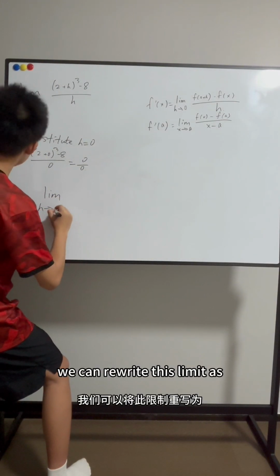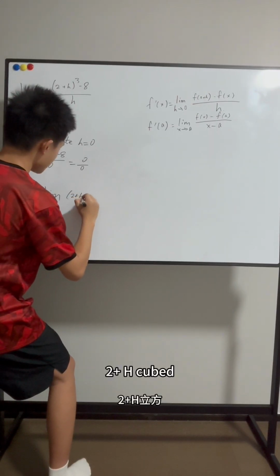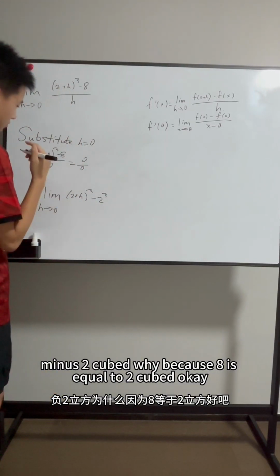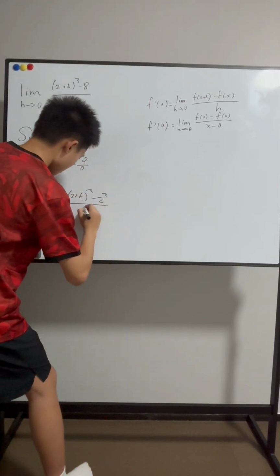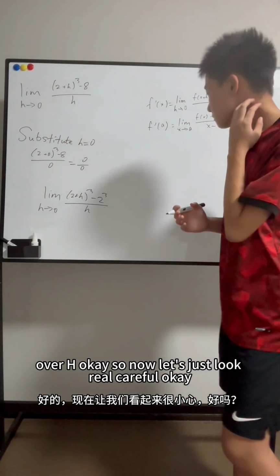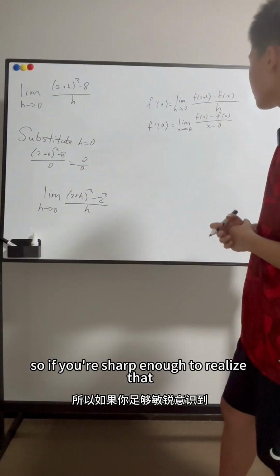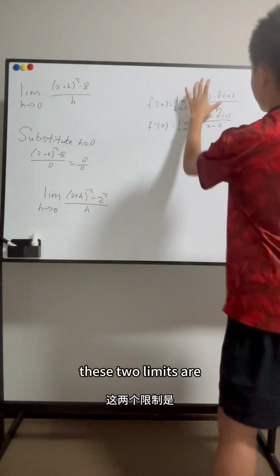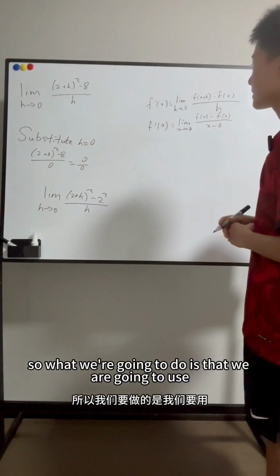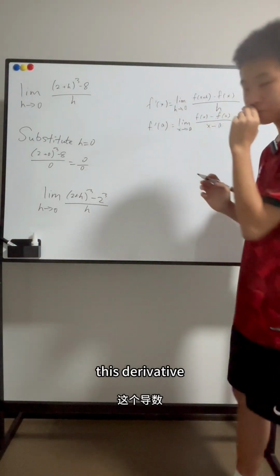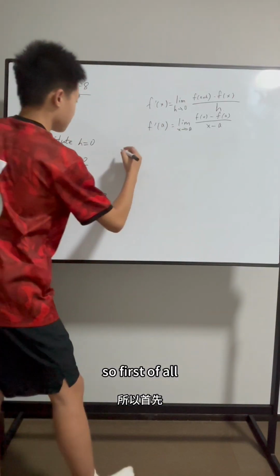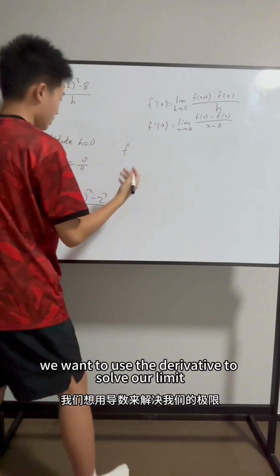We can rewrite this limit as (2 plus h) cubed minus 2 cubed over h. Why? Because 8 is equal to 2 cubed. Okay, so now let's look real careful. If you're sharp enough, you realize that these two limits are really similar, if not exactly the same. So what we are going to do is use this derivative to solve our limit.